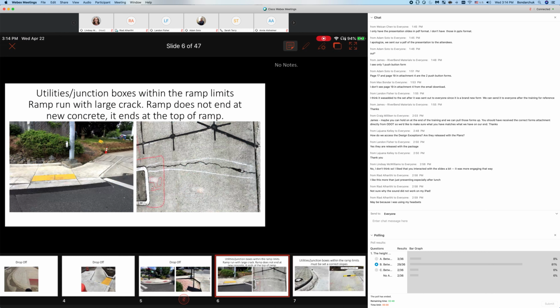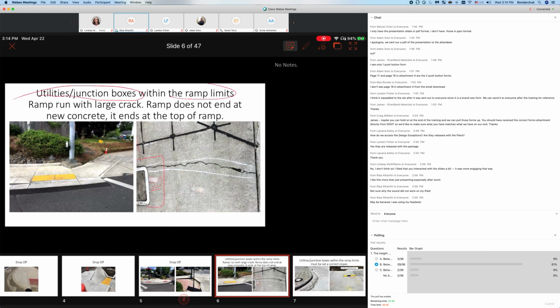The second category here is utilities, junction boxes within the ramp limits. And we talked about the ramp limits, the proximity limits. Ramp with ramp run, large cracks, ramp does not end at new concrete and ends at.